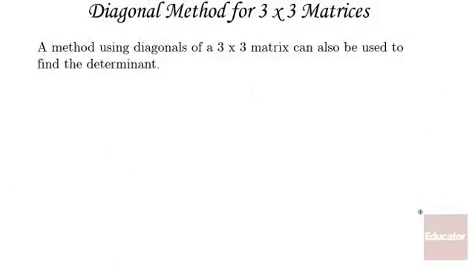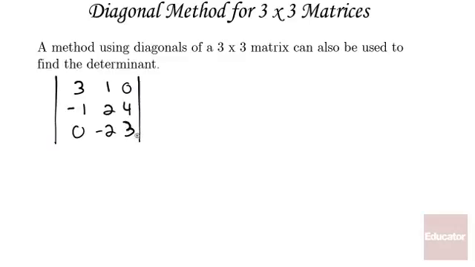Now, there's another method we're going to learn today in order to find the determinant when you're working with 3 by 3 matrices. And it's called the diagonal method. Using an example to illustrate this, if you need to find this third order determinant and you decide you want to use the diagonal method, the first step is to rewrite the first 2 columns of numbers right next to the determinant.